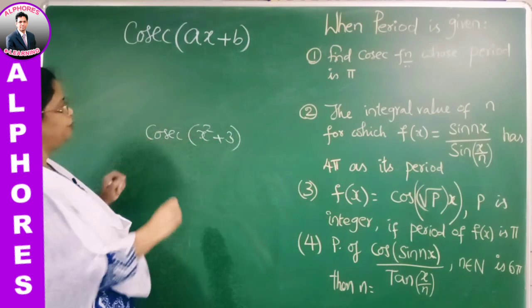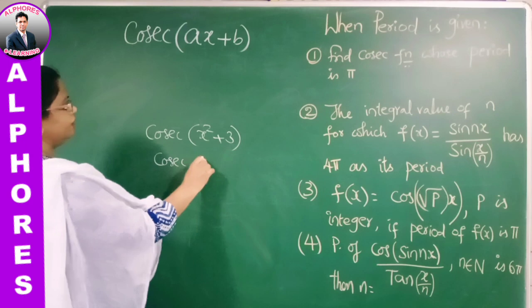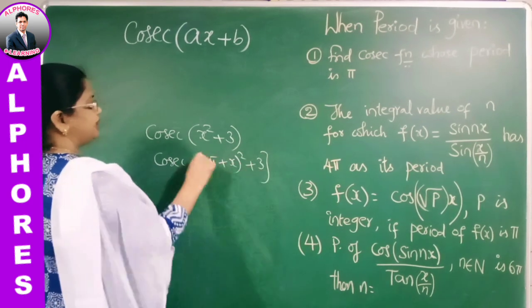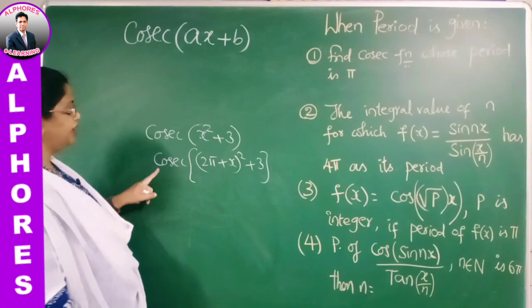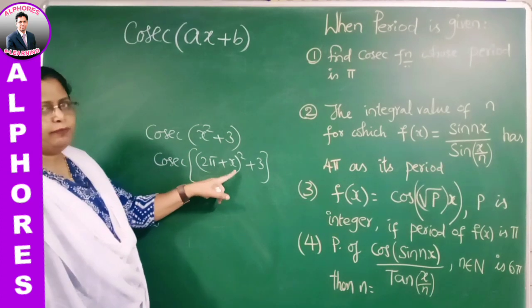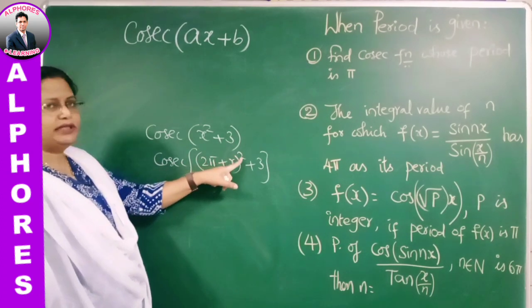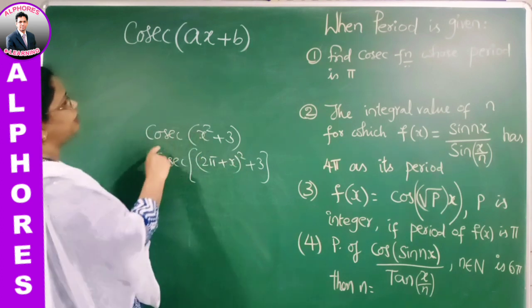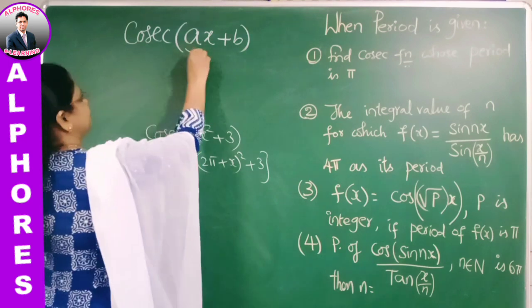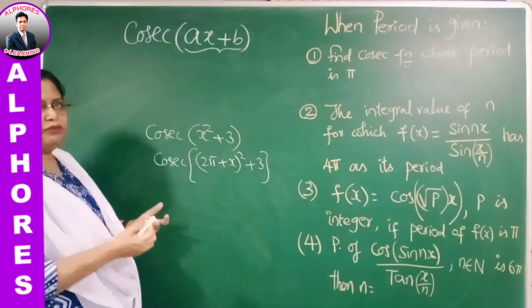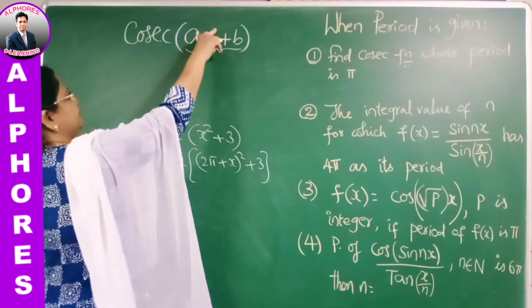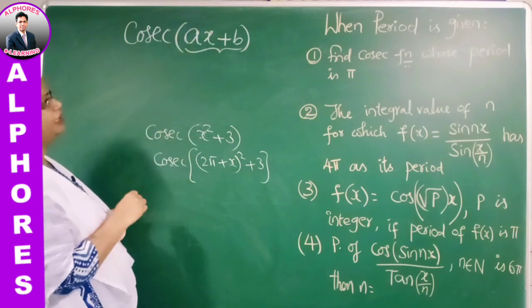If I write 2 pi plus x here, what will happen? Whole square and plus 3. Understand, students? So here you can't decide what is cosecant of 2 pi plus theta etc., because it is based on a whole square. Therefore, whenever any function is asked, it must always be like f of ax plus b. So a linear function, degree 1. Then only can we start here.